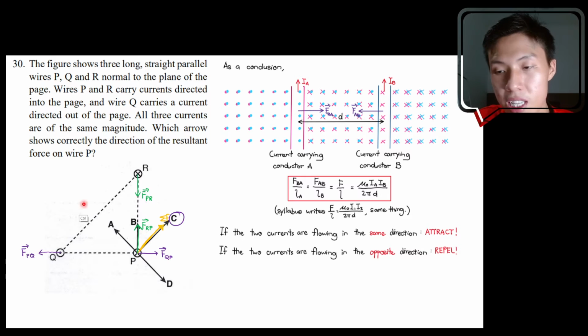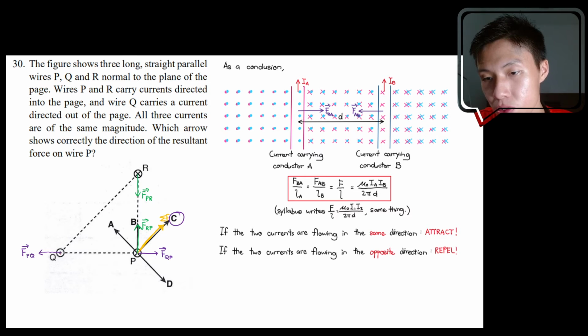There's also another pair that I haven't investigated: Q and R. If we insist on finding its direction, Q and R are flowing in opposite directions, so they should repel. So this should be pointing towards here. This will be the force exerted by R on Q, and pointing away from each other, this will be the force exerted by Q on R.